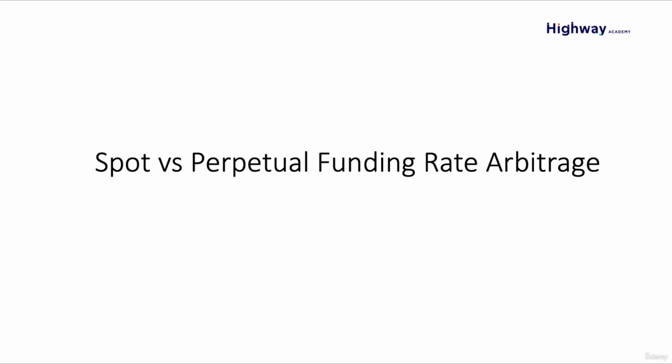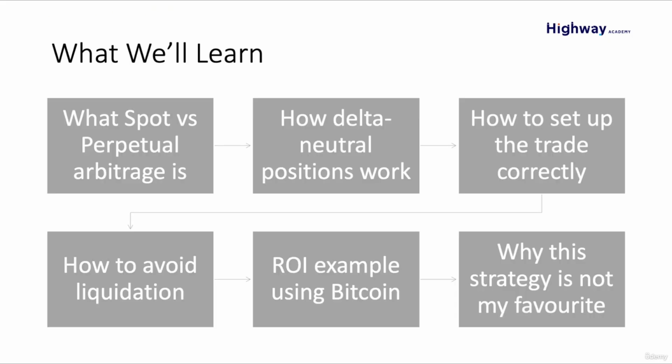Welcome back, everyone. By now, I'm confident that you already understand all the key concepts behind cryptocurrency trading. As we mentioned earlier, there are two main types of funding rate arbitrage strategies. The first one is spot versus perpetual arbitrage, and the second is perpetual versus perpetual arbitrage. In this lesson, we're going to walk through the spot versus perpetual arbitrage setup step by step.